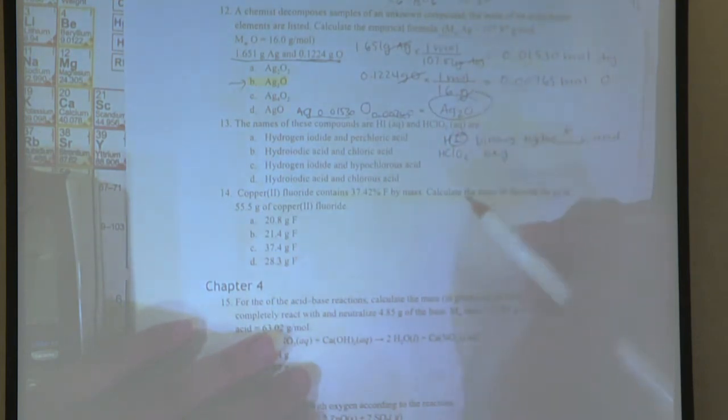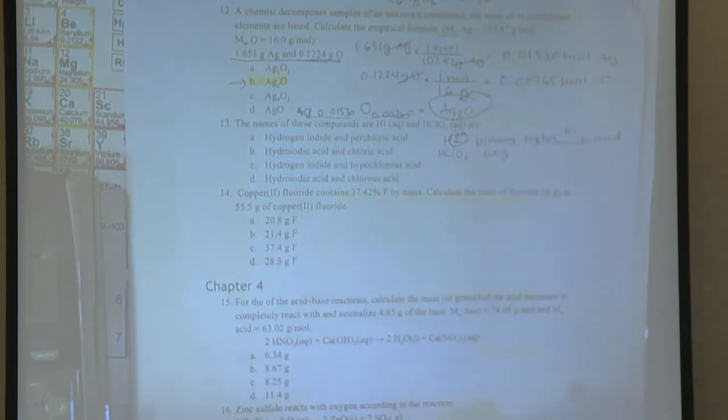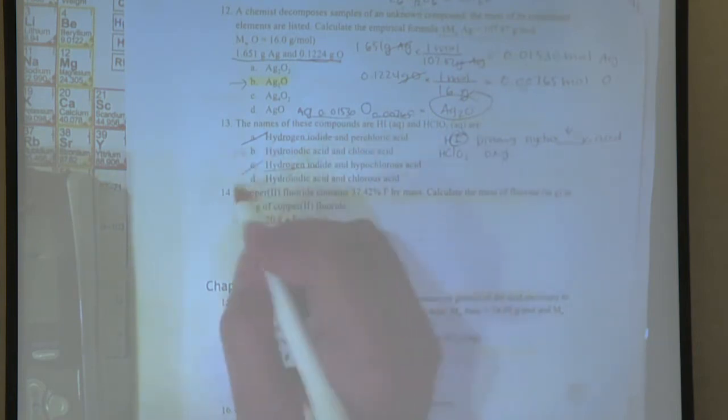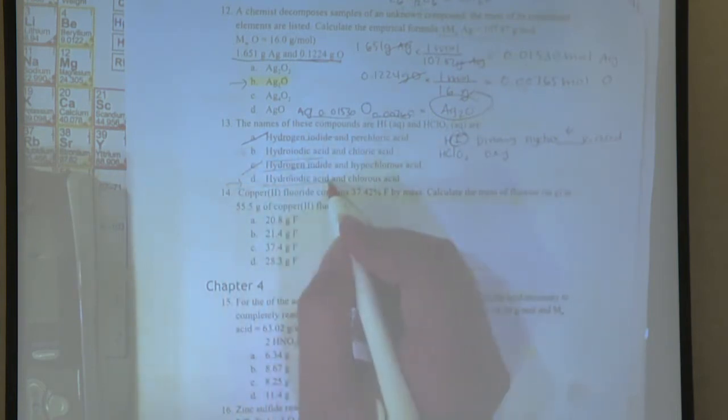If you had something like HCl, it would be hydrochloric acid. And if you had HBr, it would be hydrobromic acid, right? So it has to be hydroiodic. Is that right? Yeah, okay. So we can get rid of A because this is hydrogen iodide. We can get rid of C because this is hydrogen iodide. These two are correct, B and D for hydroiodic acid.